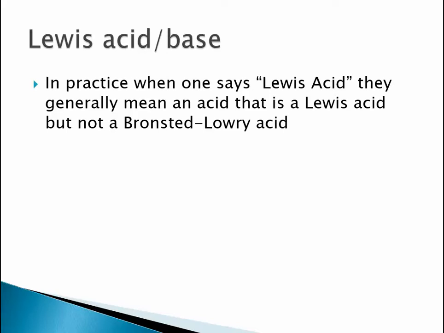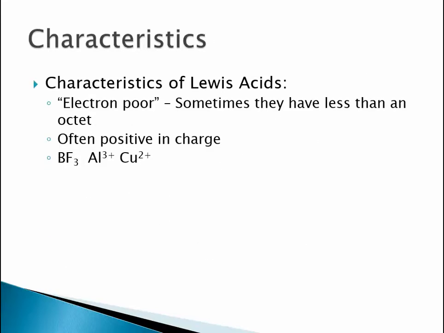Now, even though all Bronsted-Lowry acids are also Lewis acids, usually if someone says, hey, name a Lewis acid, what they really mean is name something that's a Lewis acid that doesn't fit under the Bronsted-Lowry definition. Technically they're not using the word completely correctly when they do that, but in practice that's usually what they mean. We'll be looking at some examples so you can see, but let's get the definition stuff out of the way.